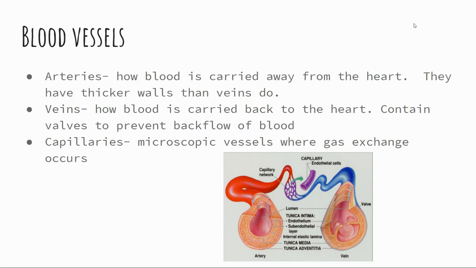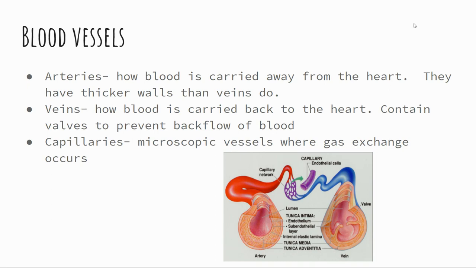So blood vessels. Okay, arteries are how blood is carried away from the heart. They're going to have a thicker cell wall because the pressure of the heart pumping that blood is a little bit more intense than it is when the blood is coming back to the heart. Veins are how blood is carried back to the heart. They contain valves to prevent backflow of the blood. So, of course, the further the blood gets from the heart, the less pumping pressure, so to speak, that will be acting on that blood. So veins will have valves, flaps to keep blood from flowing backwards against gravity or with gravity as gravity works on it or whatever it may be.